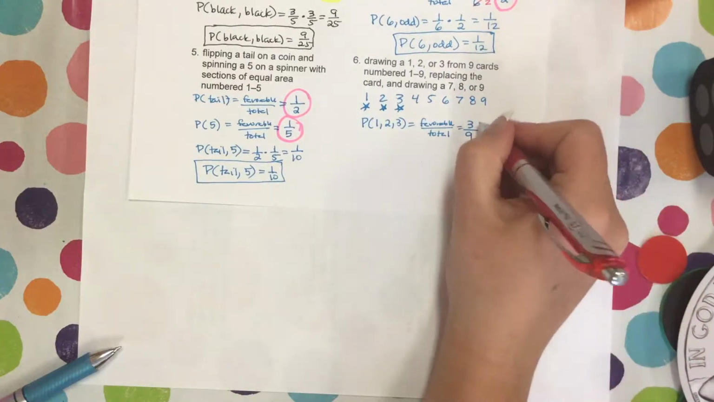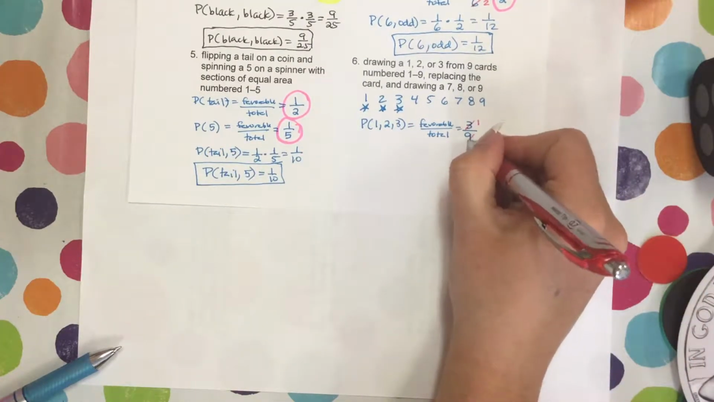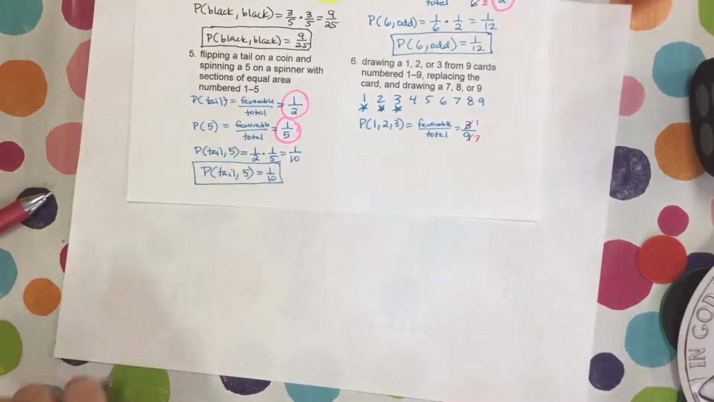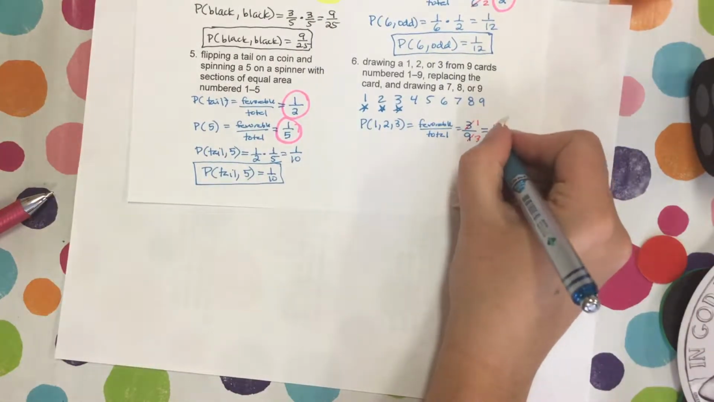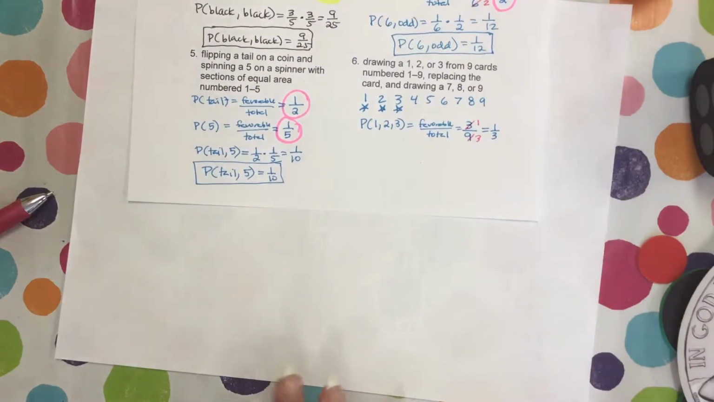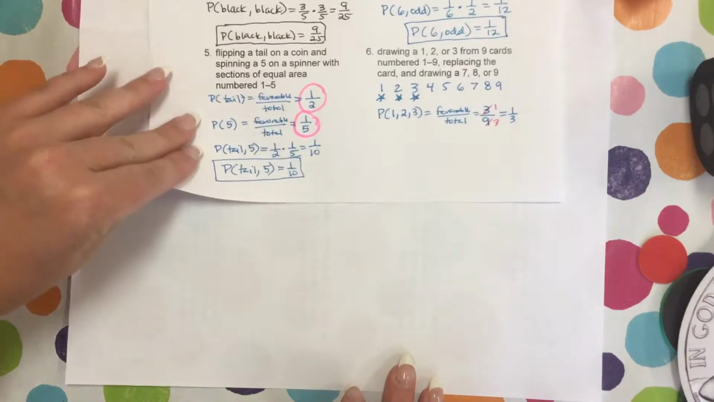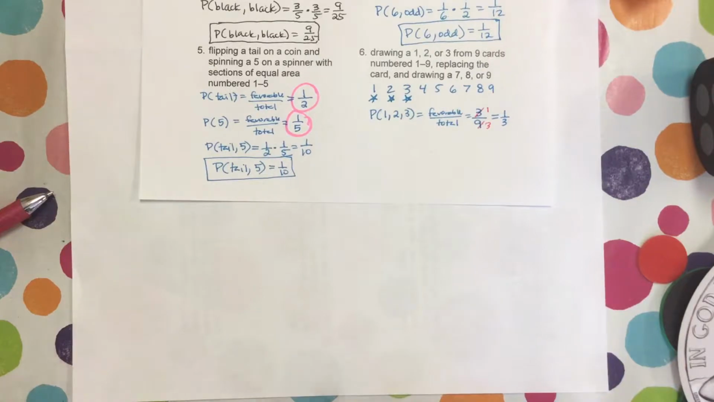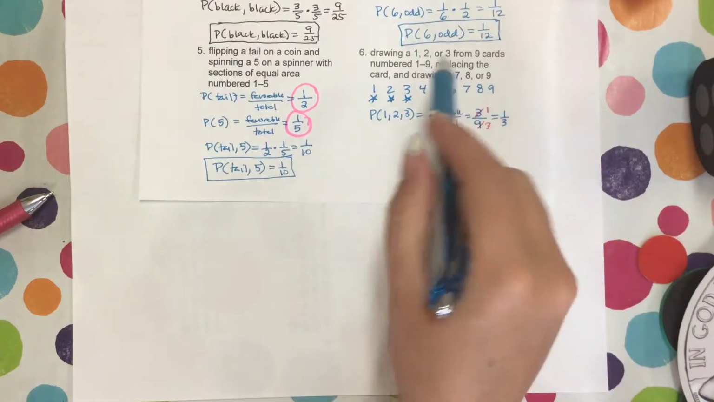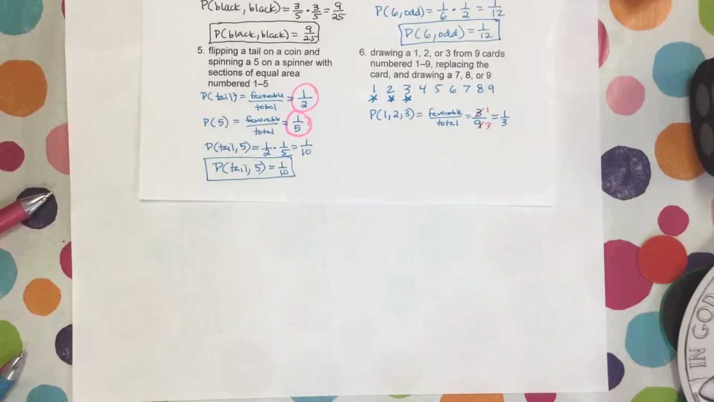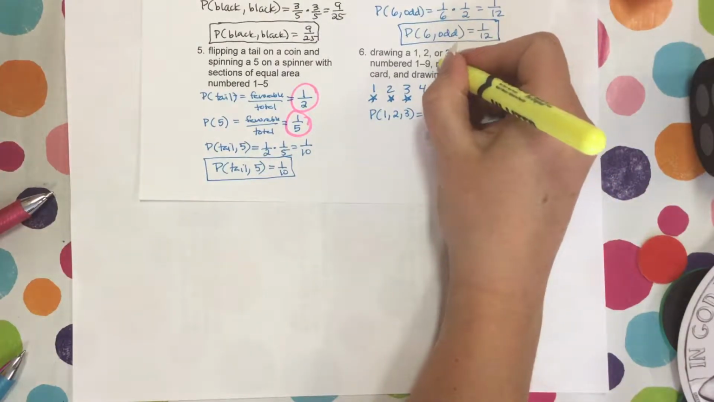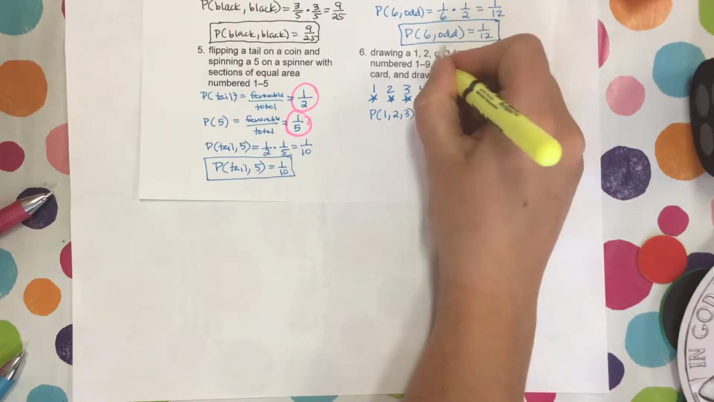Then we just need to reduce this fraction. 3 goes into both. 3 goes into 3 one time, and 3 goes into 9 3 times. So we're left with 1/3. That is the probability of drawing a 1, 2, or 3. Then whatever we drew gets replaced, and that's the key word that's telling you this is an independent event.